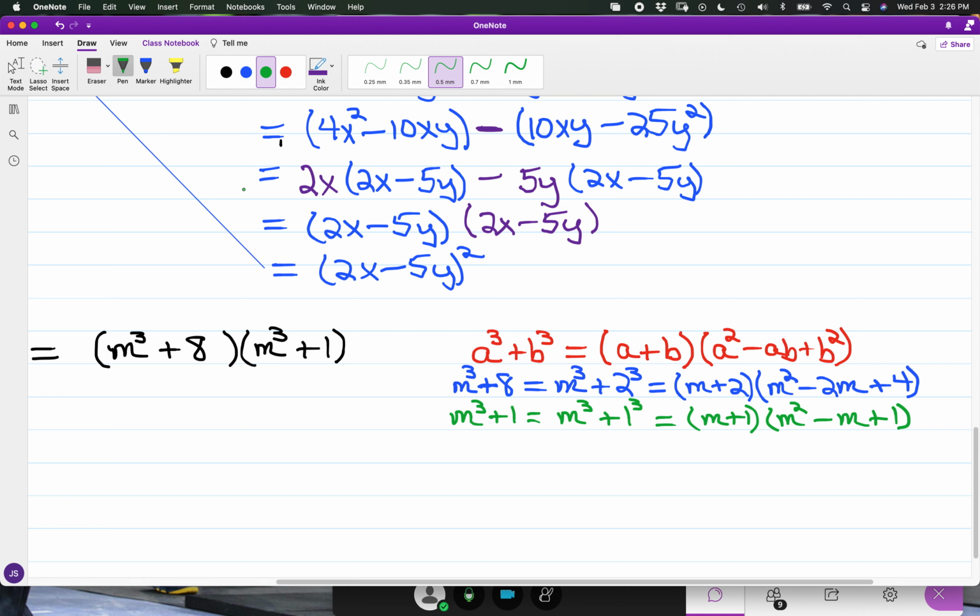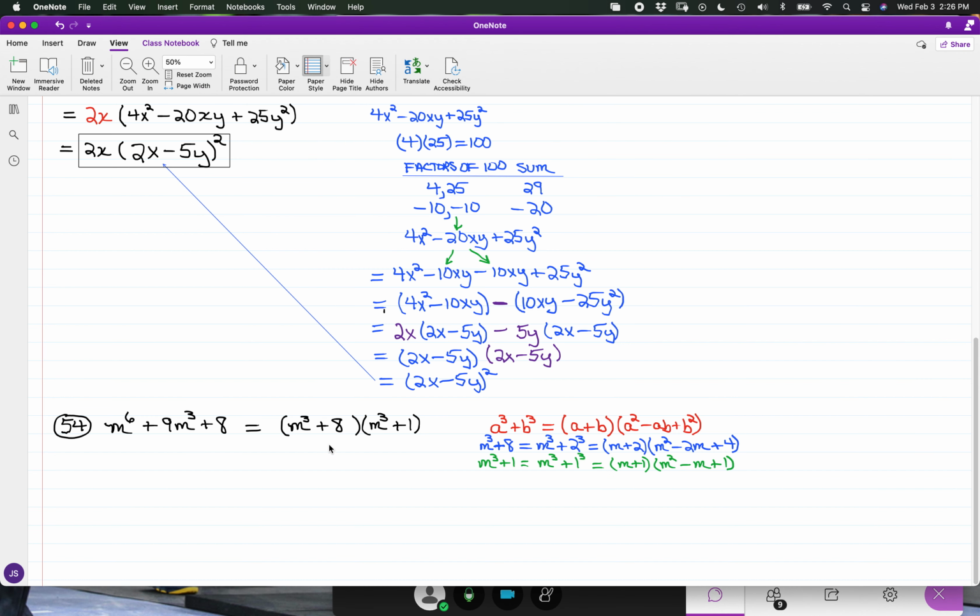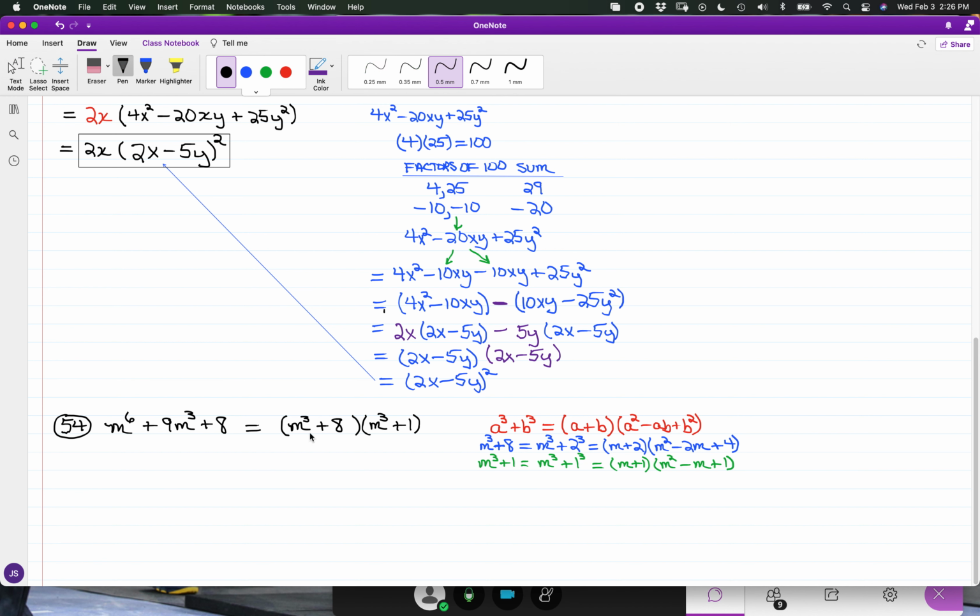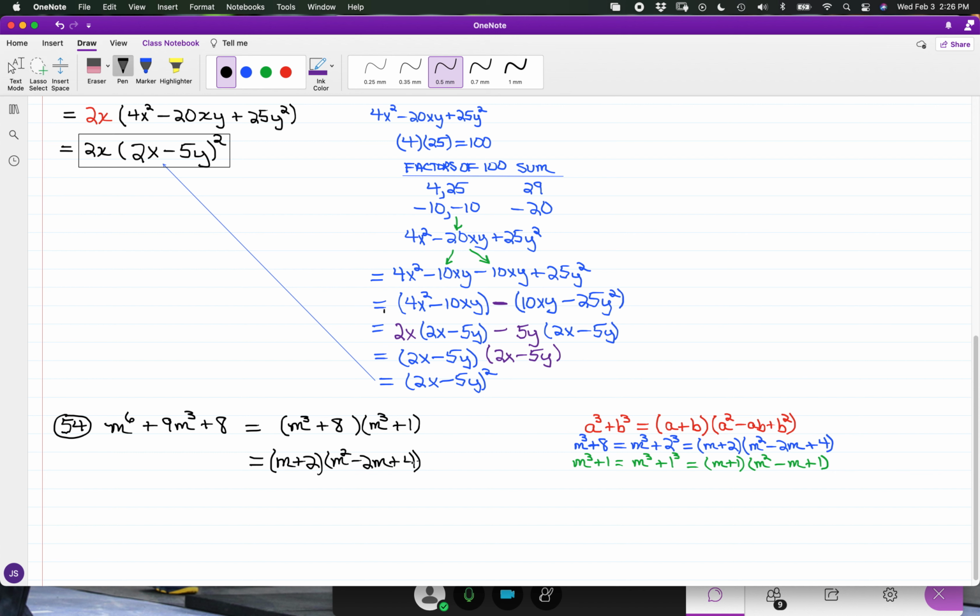And so looking at what we have overall with the factors, m cubed plus 8, you have m plus 2 times the quantity m squared minus 2m plus 4, and as for m cubed plus 1, you have m plus 1 times the quantity of m squared minus m plus 1.